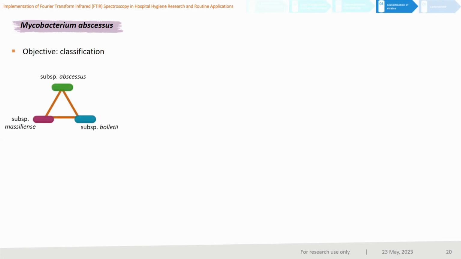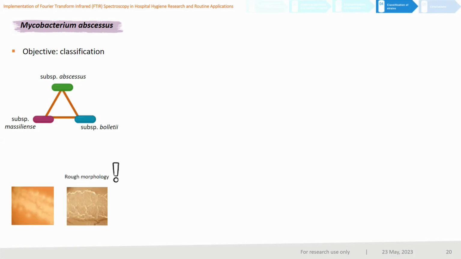The next example I want to share is about the classification of subspecies using a classifier. In this case, we aim to distinguish between three subspecies of Mycobacterium abscessus. There are some microorganisms that are difficult to work with, and this is one such case, primarily due to different morphology of the colonies.